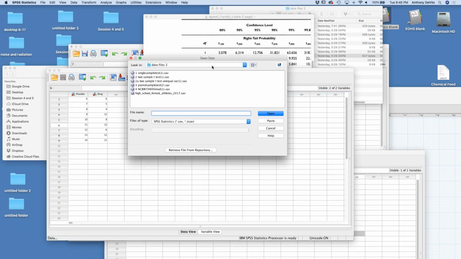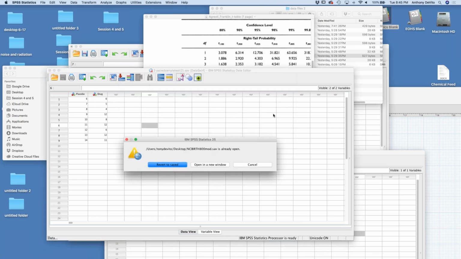I'm going to open up something else in the meantime. I'm going to open up this data file, NC birth 800. This is a random sample of 800 births in North Carolina. Oh, it's already open.